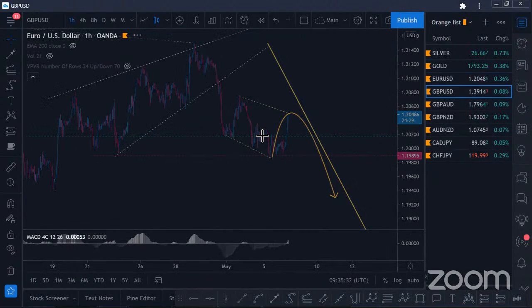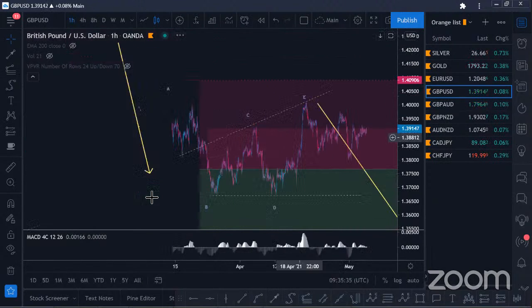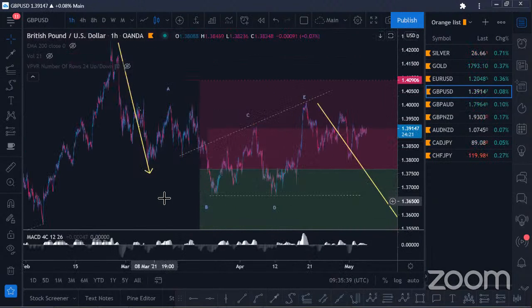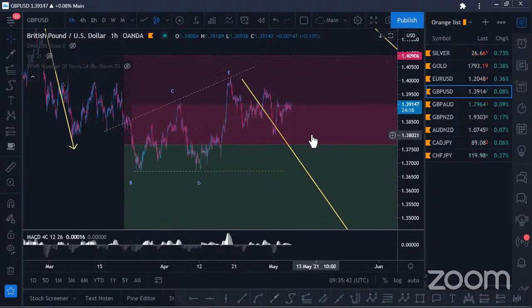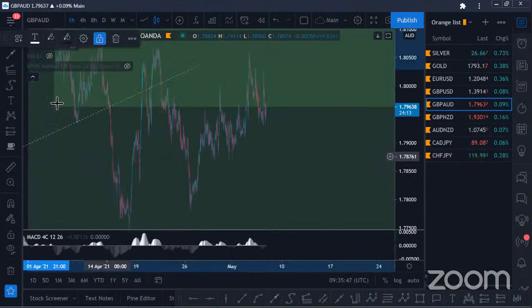Pound, I'd really like to see it break lower here, given how long the structure's played out for. Really frustrating little structure that we've had here, but I still believe in the downside. Pound Oz, another one that still looks good for downside. We just need to give it some time.